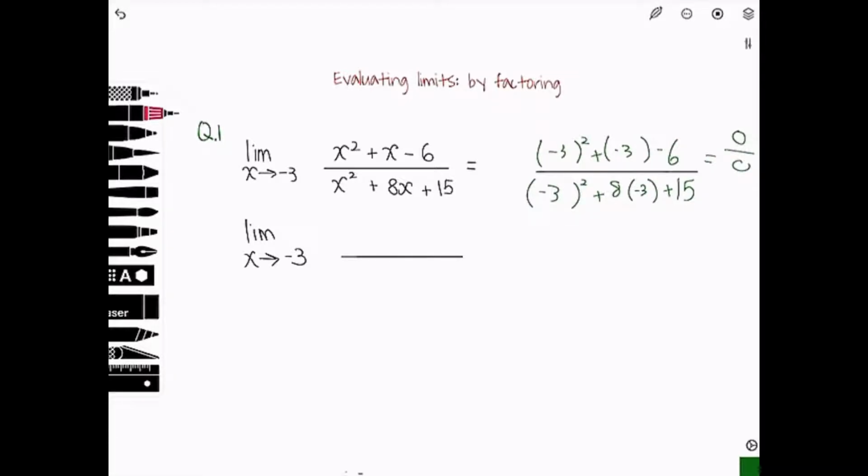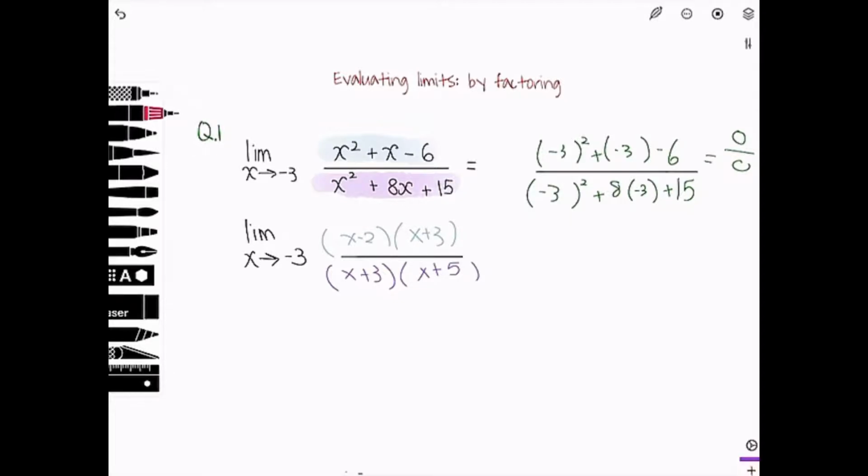And we said that if you get 0 over 0, you either rationalize or factor. In this case, we are asked to factor, so we will factor it. The first step is to factor up and down. First we start with the upper one, which is the numerator: x minus 2 and x plus 3. And if you factor the denominator, you will get x plus 3 and x plus 5.